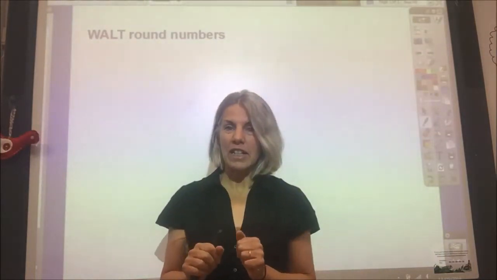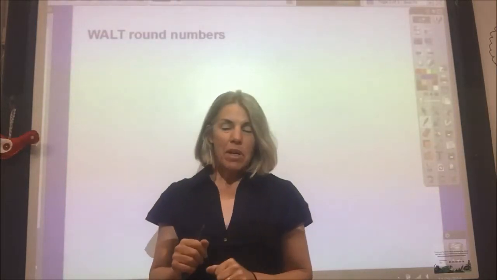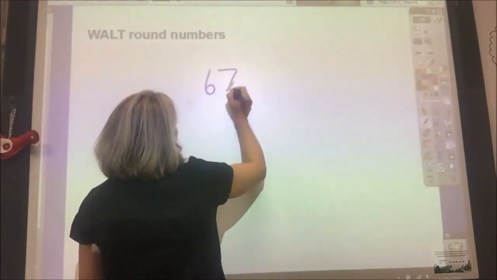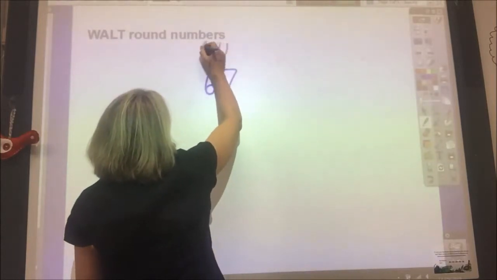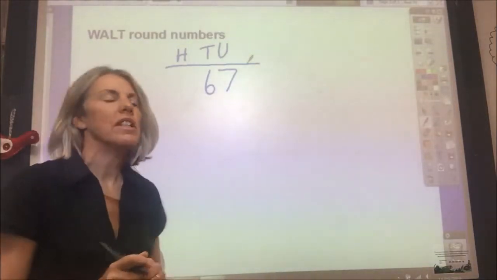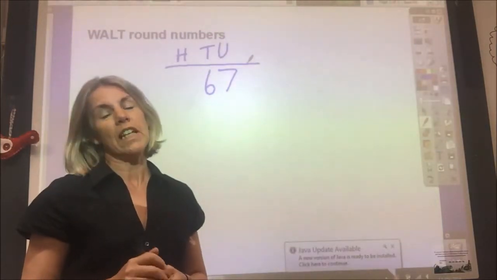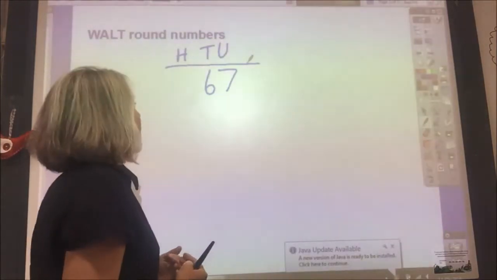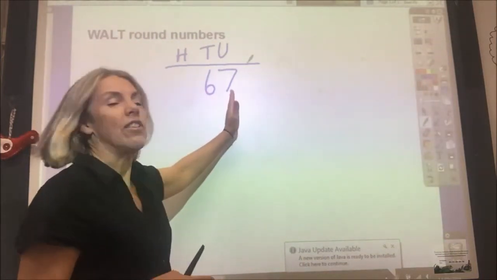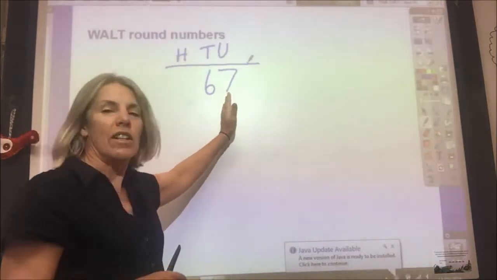So let's start with tens. Let's take any number. Let's start with something like 67. I'm going to put our units, tens and hundreds just here, just to remind us. Now, if we're rounding any number to the nearest 10, the number we're interested in is one column to the right. So in this case, we're looking at the units column.